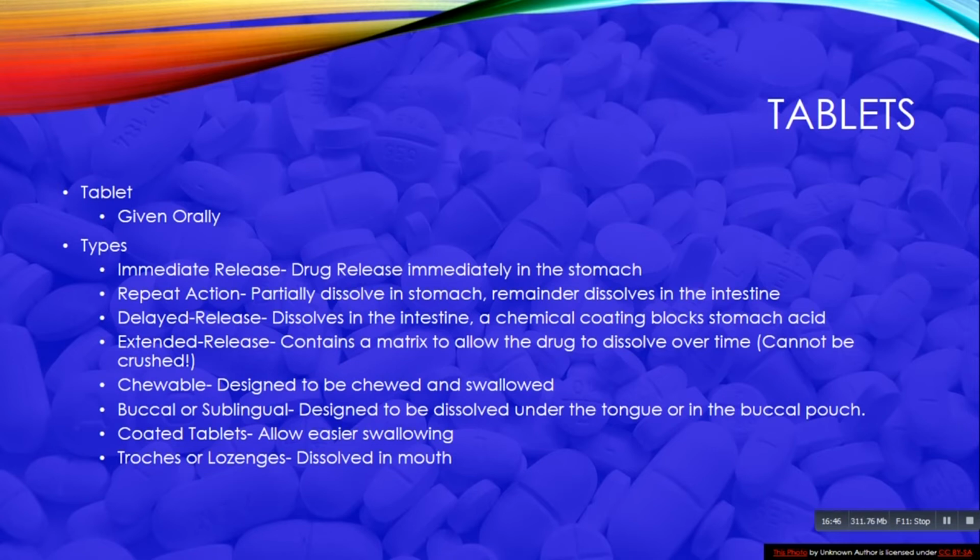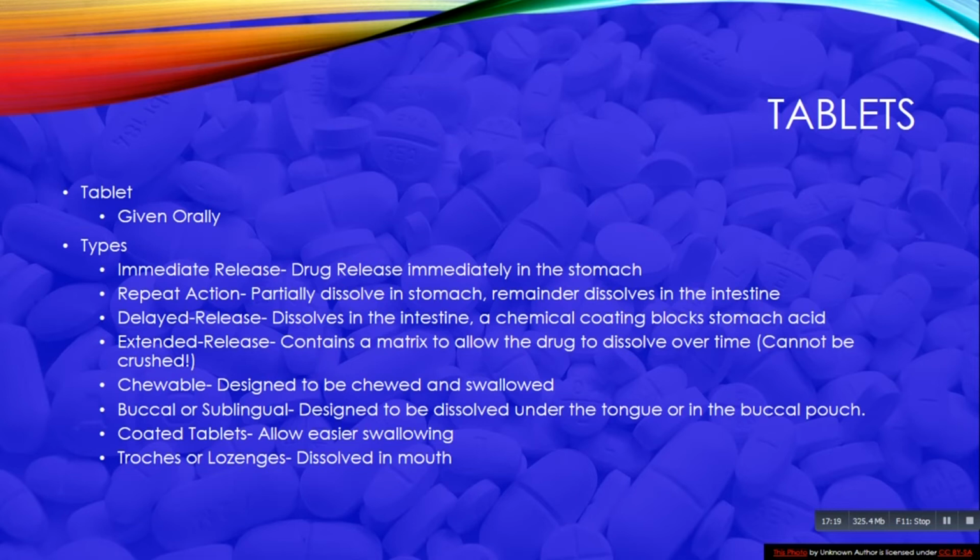Generally speaking, you cannot crush these up because that will take an extended release product and make it an immediate release product. So they cannot be crushed or chewed, and doing so could create a situation where you have some drug toxicity. Chewable drugs are designed to be chewed and swallowed. That's pretty straightforward. Buccal and sublingual are designed to be placed underneath the tongue or in the buccal pouch.